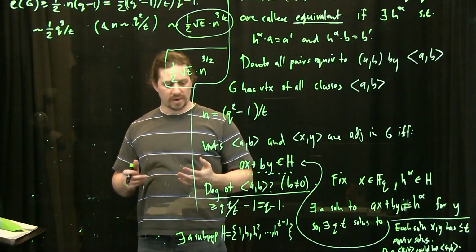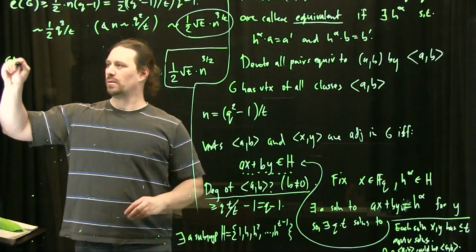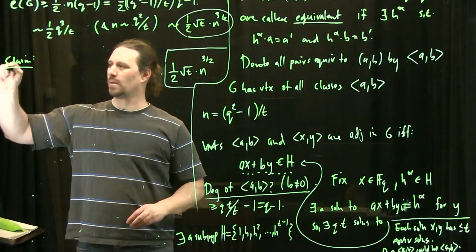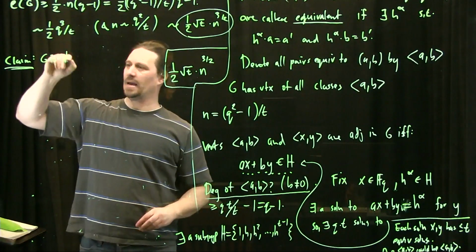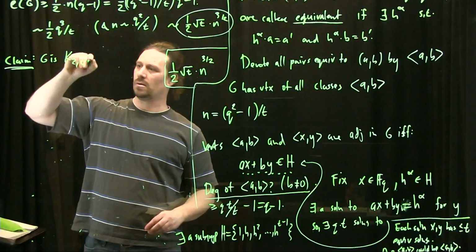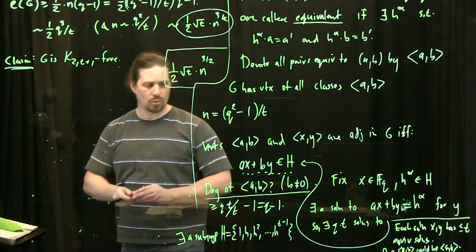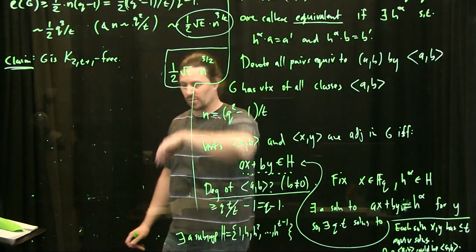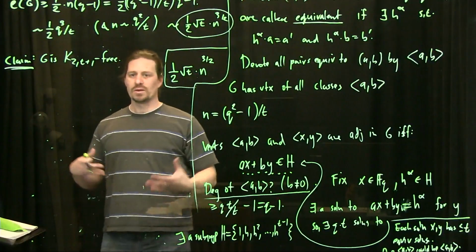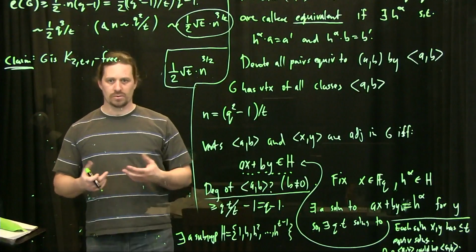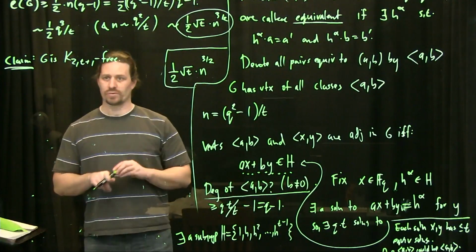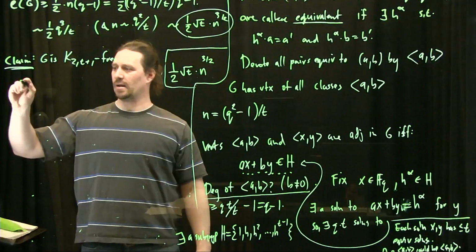Now we have to finish the proof by showing the claim that G is K_{2,t+1}-free. Okay, so we have to do a little bit more work in order to prove it's K_{2,t+1}-free. So what does it mean to be K_{2,t+1}-free? That's talking again about the number of common neighbors. So let's look at common neighbors.